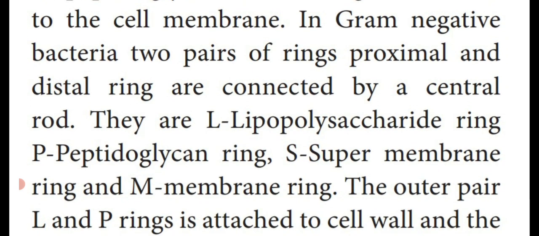In gram-negative bacteria, there are two pairs of rings. See the variation. Gram-positive bacteria have only two rings, gram-negative bacteria have two pairs of rings, that is four. The pairs are a proximal and a distal ring connected by a central rod. One pair is proximal, that is nearby, and the other is distal, that is far away. Both proximal and distal rings are connected by a central rod.